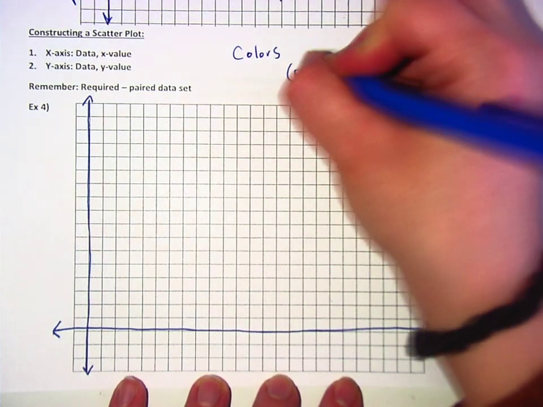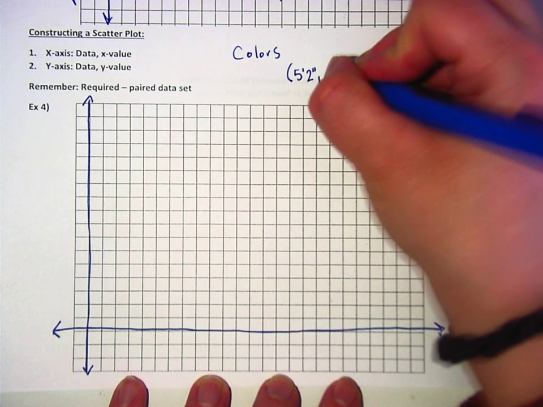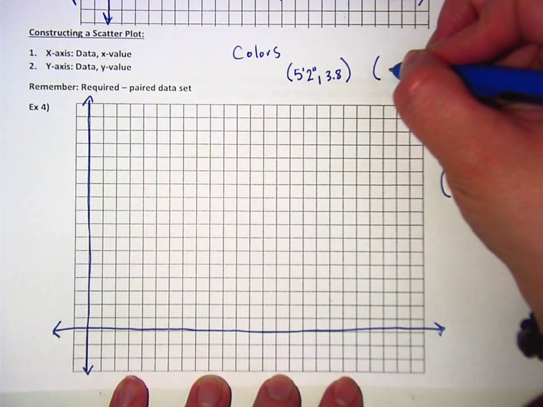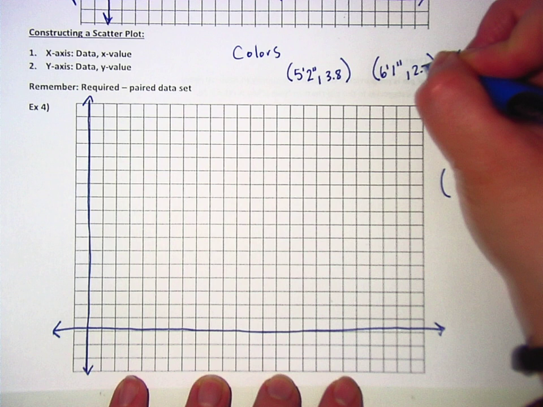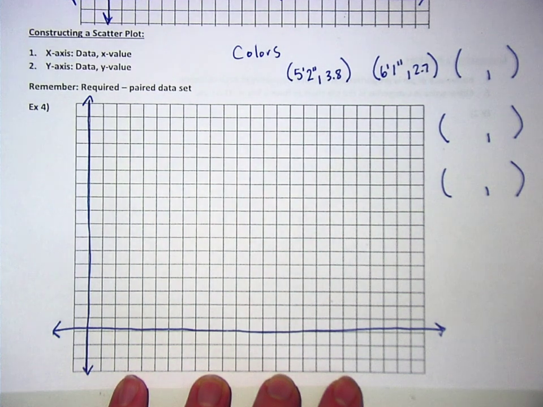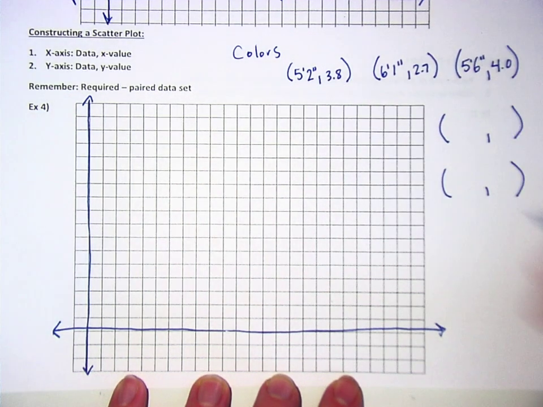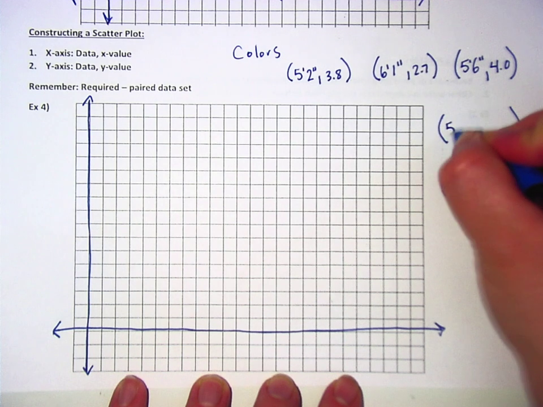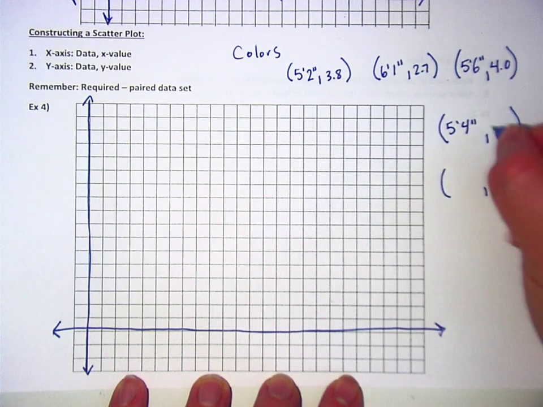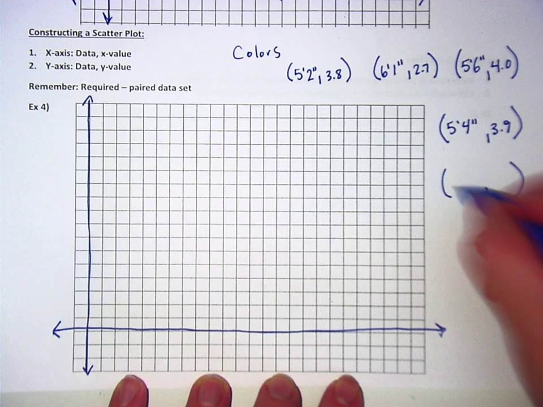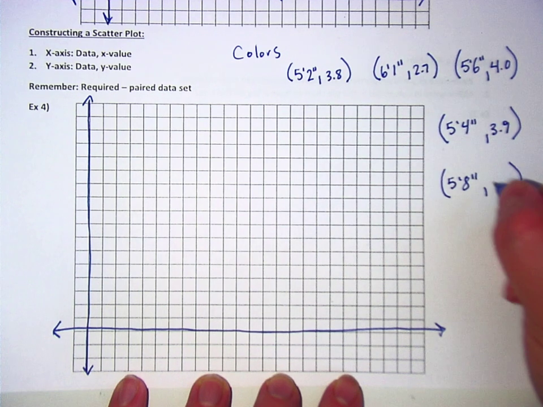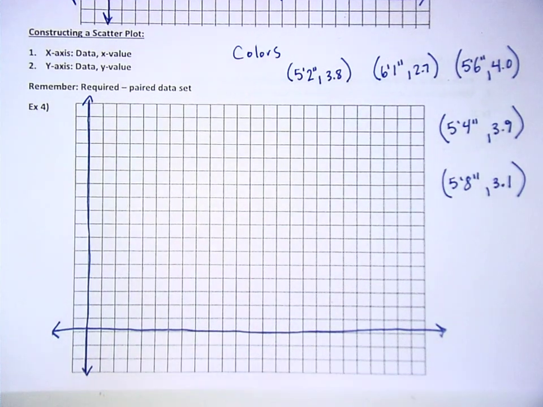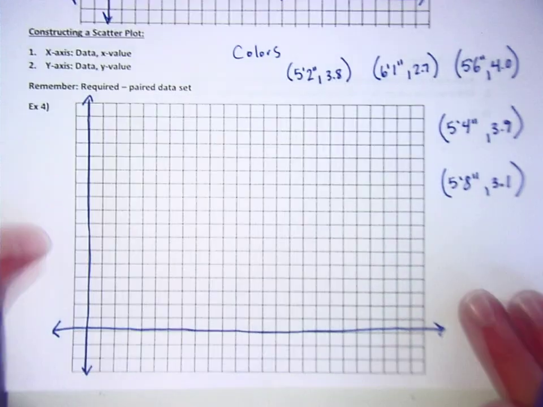5'2", 3.8, 6'1", 2.7, 5'6", 4.0, 5'4", 3.9, 5'8", 3.1. Okay. I'm going to let you write down those two.